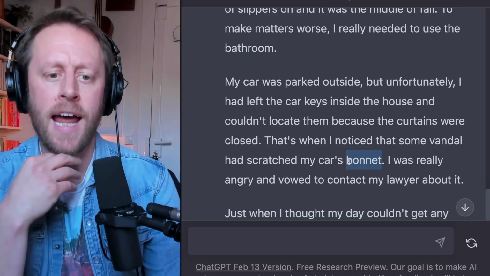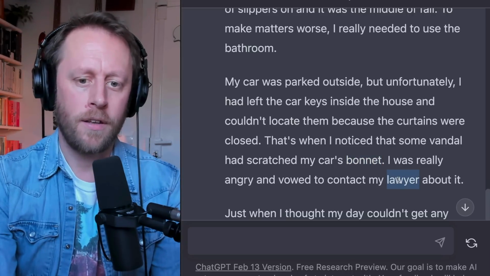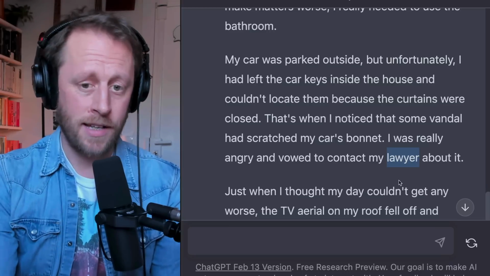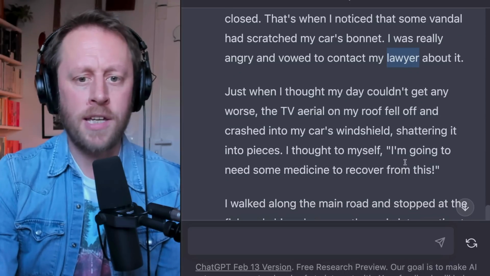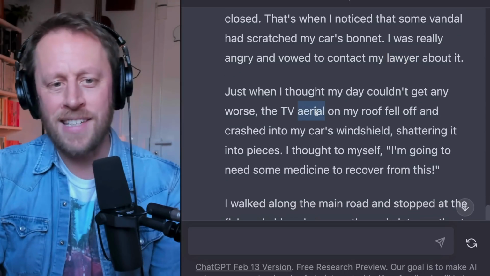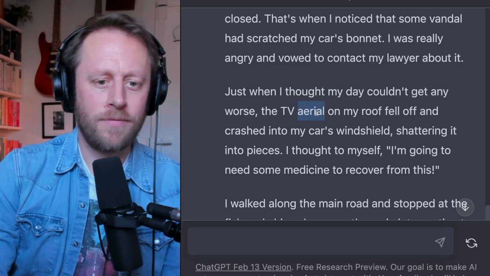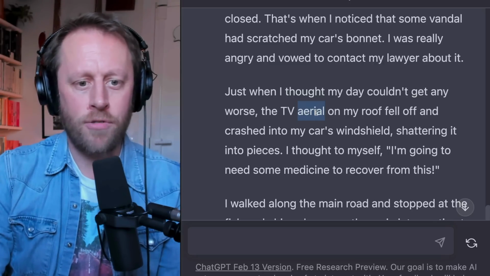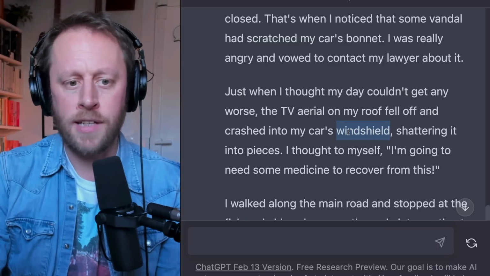I was really angry and vowed to contact my lawyer about it. Okay, so they don't say solicitor, they would say attorney or lawyer. Just when I thought my day couldn't get any worse, the TV aerial, I thought they say antenna, crashed into my car's windshield. Yeah, that's right. Shattering it into pieces.